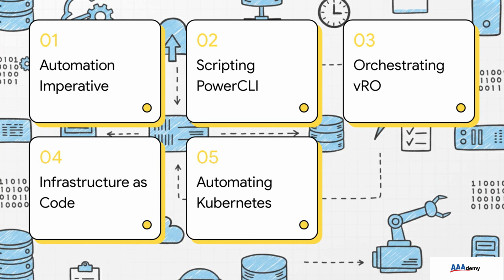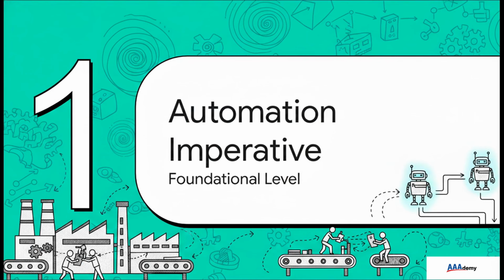Okay, let's dive right into this. Here's our roadmap for the climb. 1. The automation imperative. 2. Scripting with PowerCLI. 3. Orchestrating workflows with VRO. 4. Infrastructure as code. And finally, 5. Automating Kubernetes and Tanzu. All right, starting at the foundation.